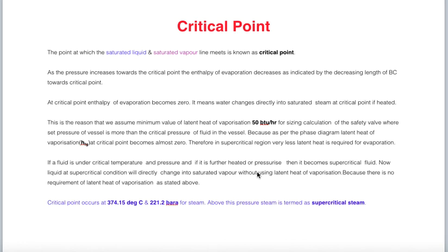So now, if liquid at supercritical condition will directly change into saturated vapor without using latent heat of vaporization, because there is no requirement of latent heat of vaporization as stated. The critical point occurs at 374.15 degrees centigrade and 221.2 bar absolute for steam. Above this pressure, steam is termed supercritical steam.